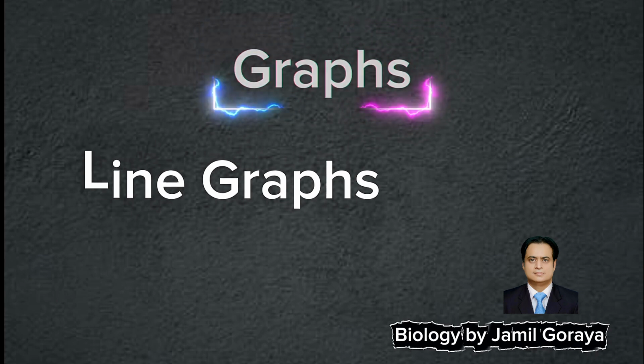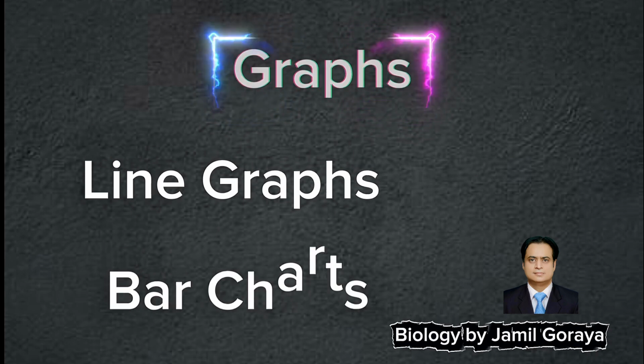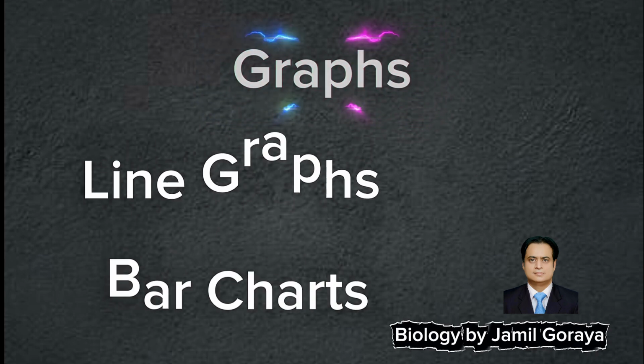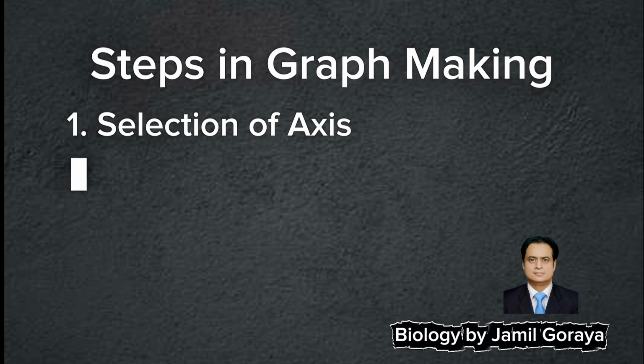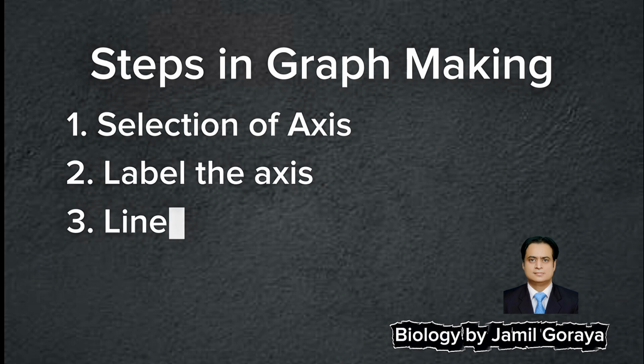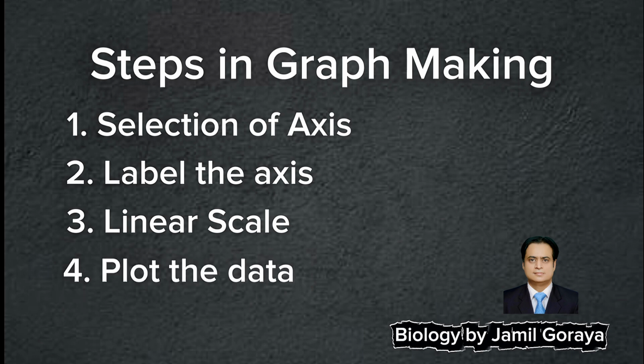In Biology ATP, there are two kinds of graphs, line graphs and bar charts. There are certain steps in graph making: selection of axes, then label the axis, then linear scale on both axes, plotting the data, and the final step, joining all the plots.